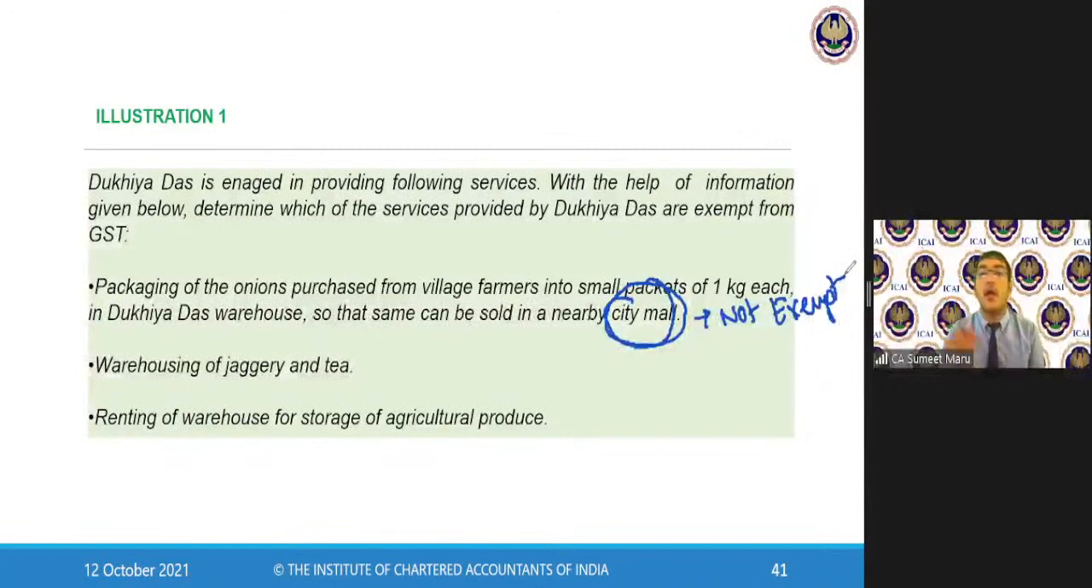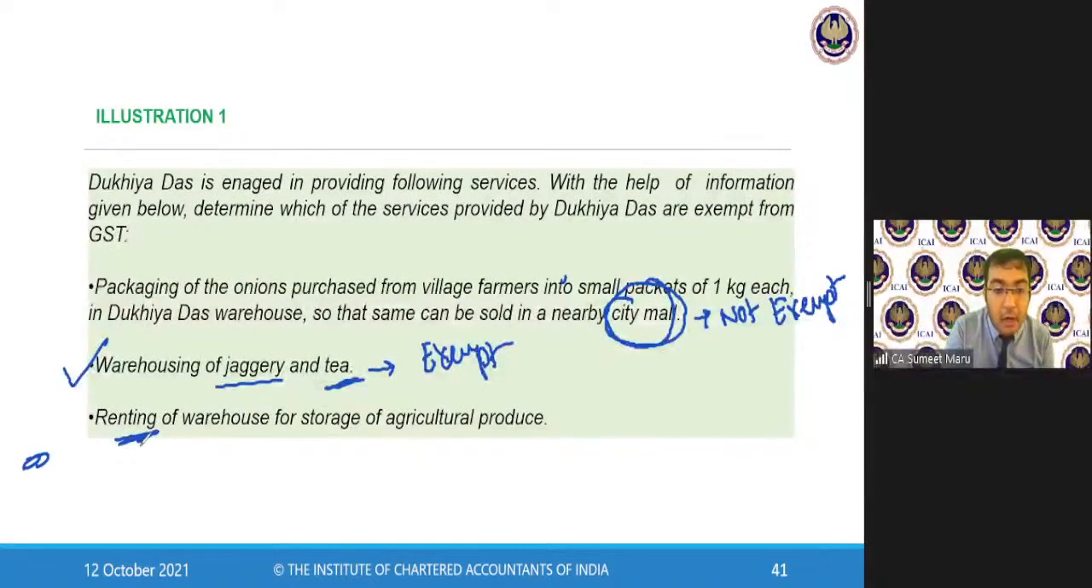Okay, next, warehousing of jaggery and tea. We have learned that it is not an agriculture produce, but specifically they have given that this is an exempt thing with a different entry altogether. We are going to look at this once again, don't worry. Okay, next and the last, please remember very carefully: renting of warehouse for storage of agriculture produce.